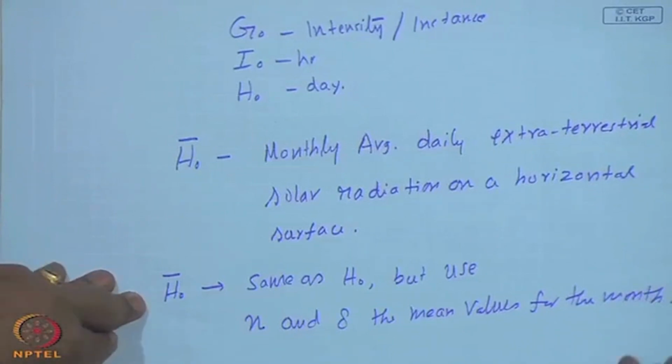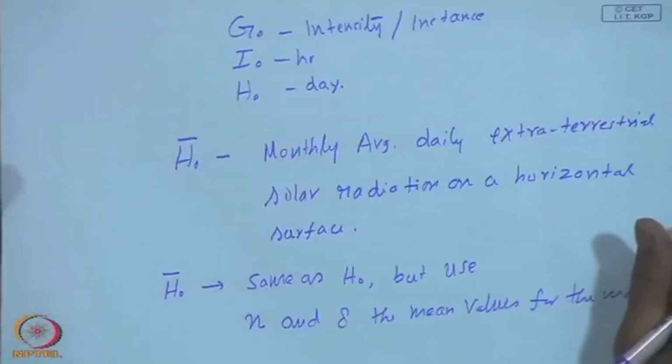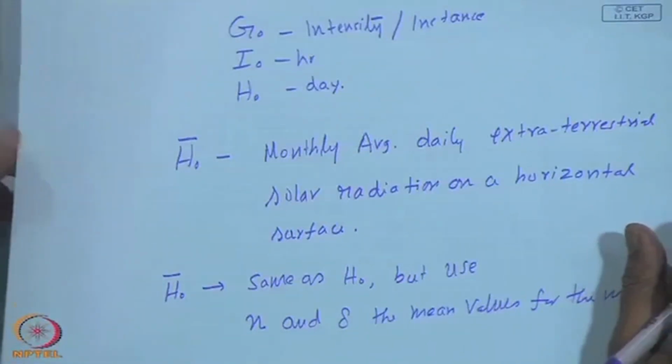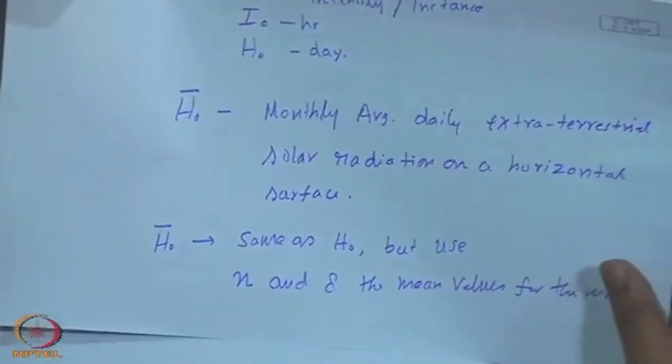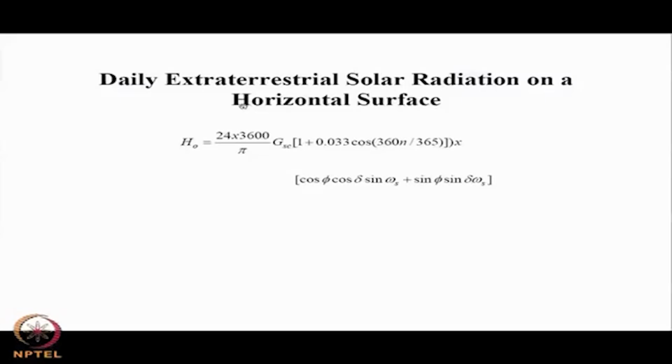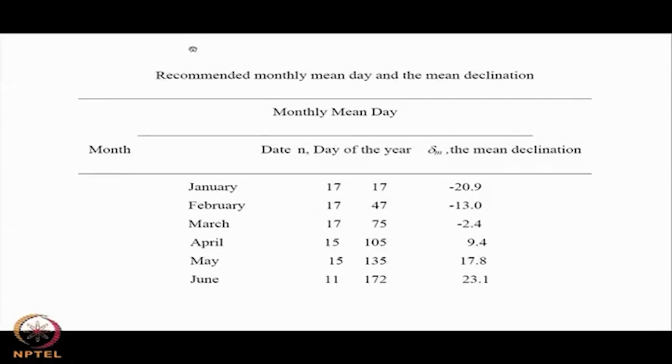So, H 0 bar has been defined as the summation of each daily extraterrestrial value divided by the number of days in the month, but that can be easily calculated with the same formula as H 0. You do not have to make 30 calculations and get the average; fairly accurately you will get it if you choose the midday of the month and the corresponding declination. And there is a small table which gives you this delta m and the recommended days. I will come to the history of it and how.